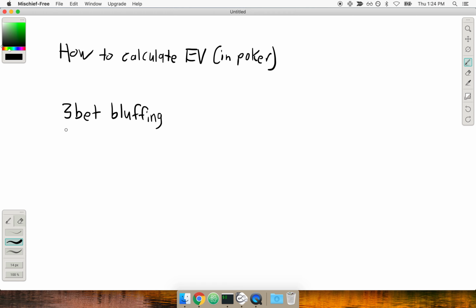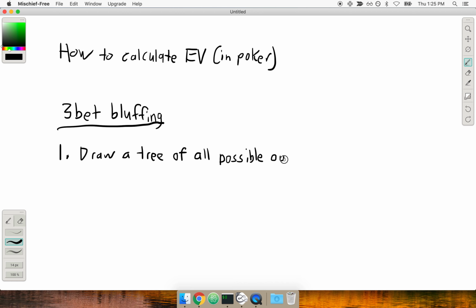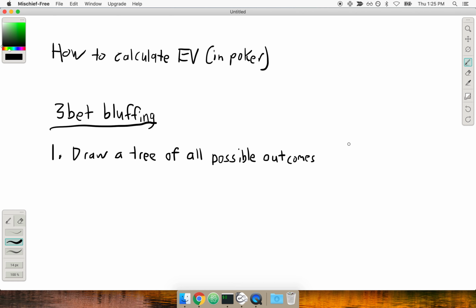So the way to calculate the expected value is step one, we're gonna draw a tree of all possible outcomes. And I'll show you what I mean by that.